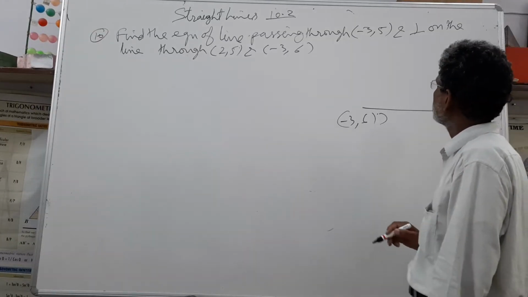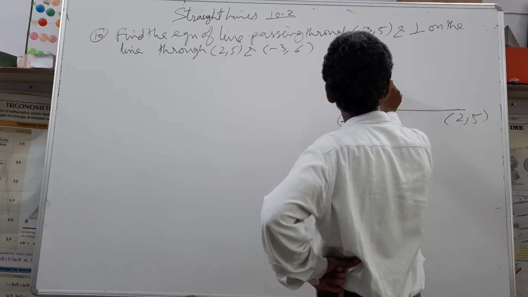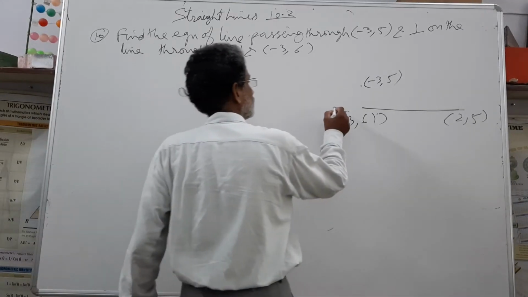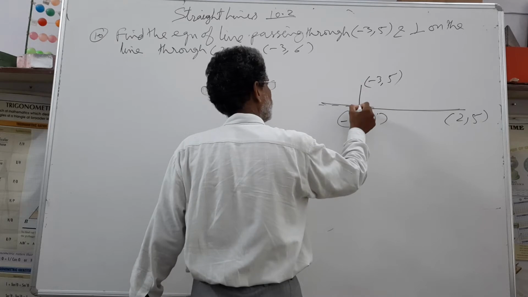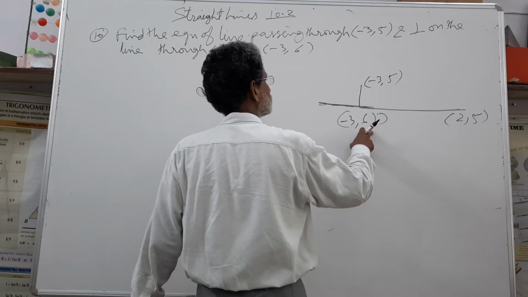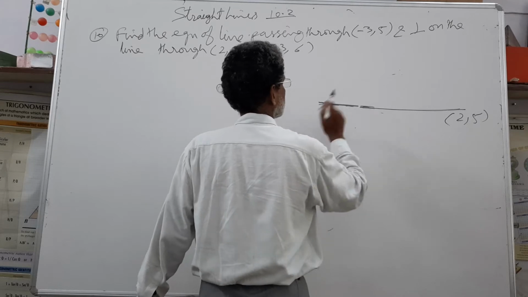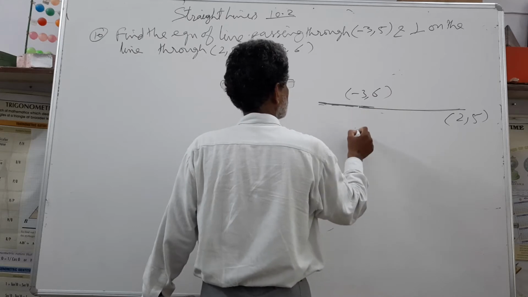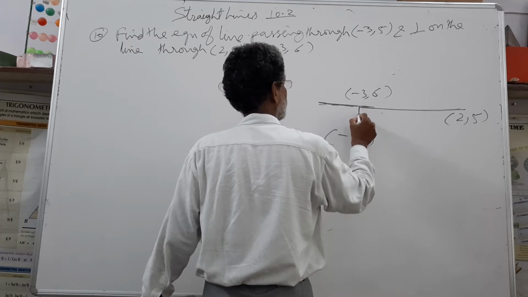There is another point, -3, 5. You are required to find equation of line passing through -3, 5 and perpendicular on the line joining 2, 5 and -3, 6. Point will be below. This is -3, 6, this is -3, 5. You are required to find equation of this line segment.